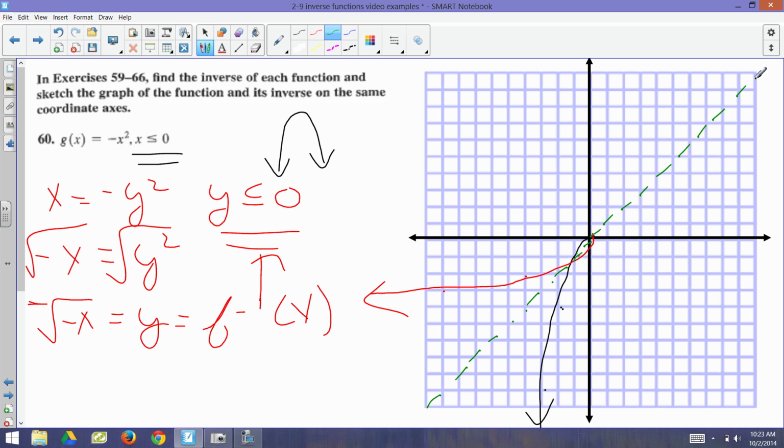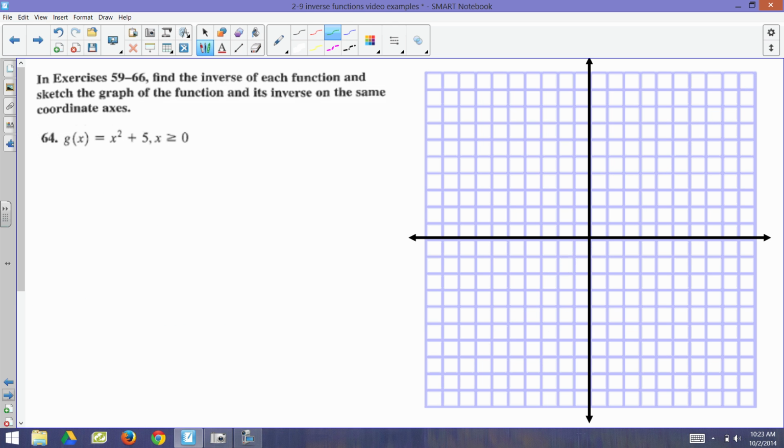I sketched a graph of the function and its inverse on the same coordinate graph. Okay? And if I want to find the domain here, you know that negative x has to be greater than or equal to 0. So what's in there has to be greater than or equal to 0. So x has to be less than or equal to 0. So I have a positive number under the radical. Didn't ask for the domain, but I gave it to you.